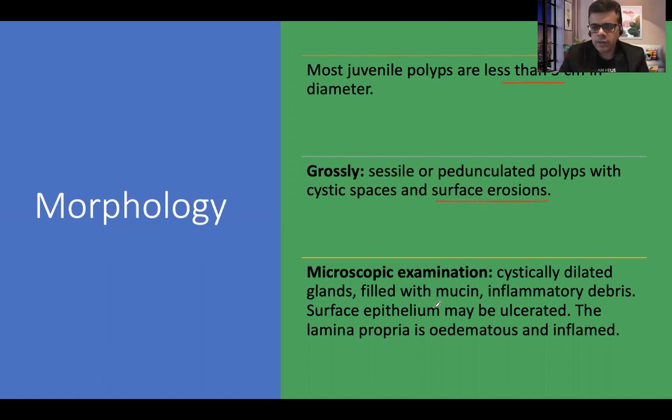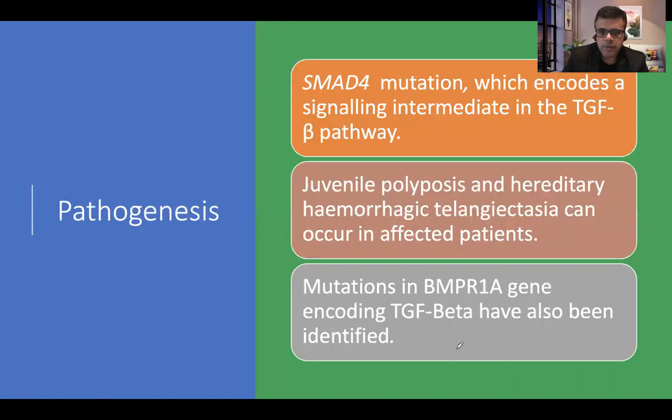Microscopic examination is very peculiar, and it's very specific for the diagnosis of juvenile polyp. There are cystically dilated glands filled with mucin material. There is inflammatory debris inside the cyst content, and the surface epithelium is ulcerated, as it corresponds with the gross feature as well. The lamina propria is quite bulky, edematous, and also a dense inflammatory infiltrate is seen in the lamina propria.